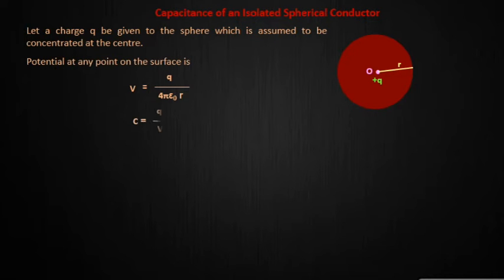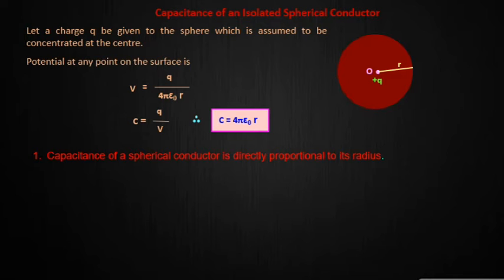Therefore, the capacitance of the spherical conductor situated in vacuum is C is equal to Q divided by V. Now substitute the value for V and we get C is equal to 4 pi epsilon naught r. Clearly, capacitance of a spherical conductor is directly proportional to its radius. If the sphere is in a medium, then C is equal to 4 pi epsilon naught epsilon r into r.